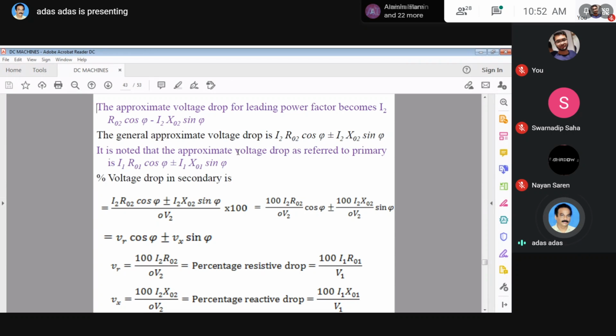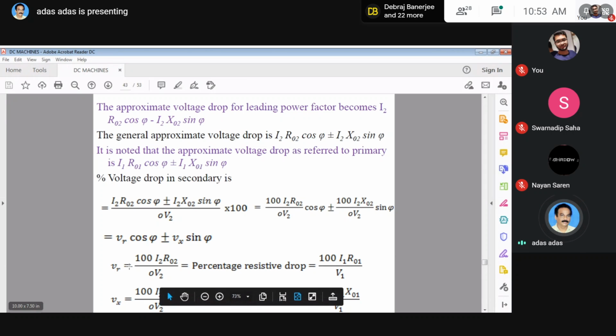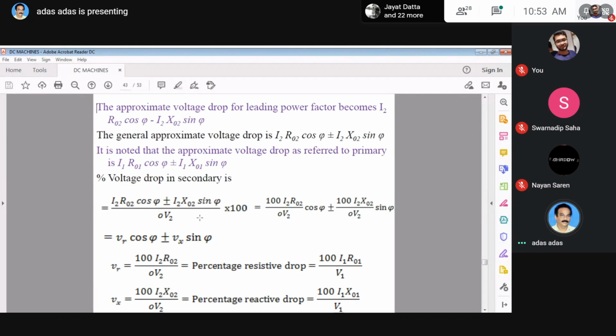Now come to the percentage voltage drop on the secondary side. This is the drop, and this is the no load voltage. So this is the percentage voltage drop; you have to multiply it by 100. It consists of two parts, one here and another here. This is the cosine term, and this is the sine term. We can write them as VR and VX. What is VR? 100 into I2 R02 by 0V2. It is the percentage resistive drop. Similarly, VX is the percentage reactive drop. You have to remember these equations for solving problems. So I think this page is clear to you.